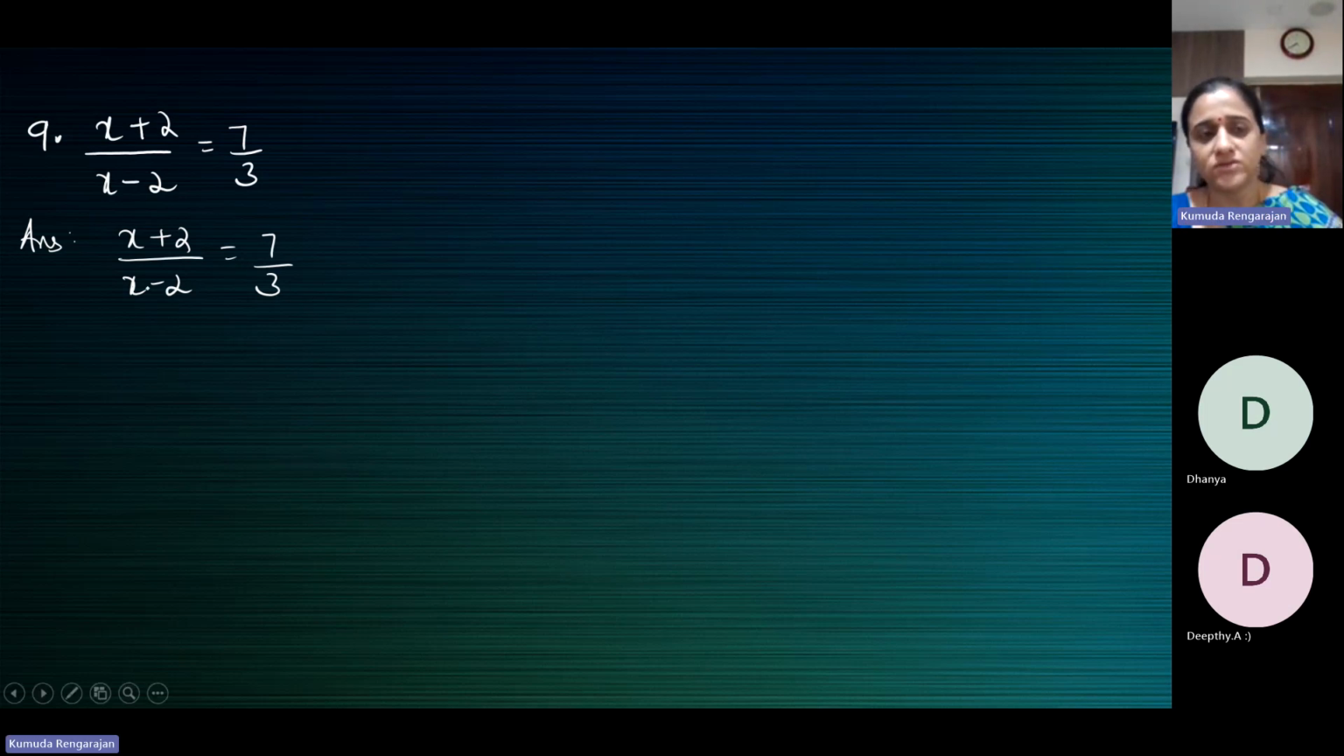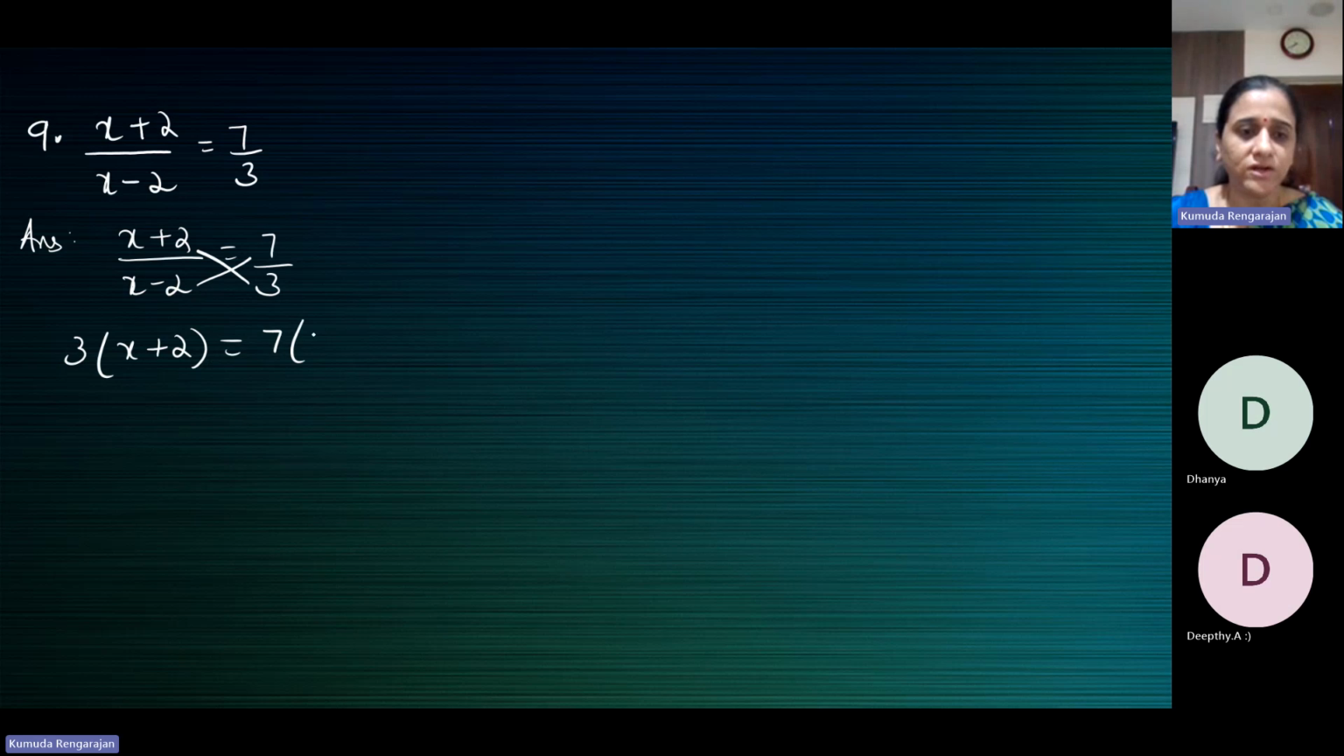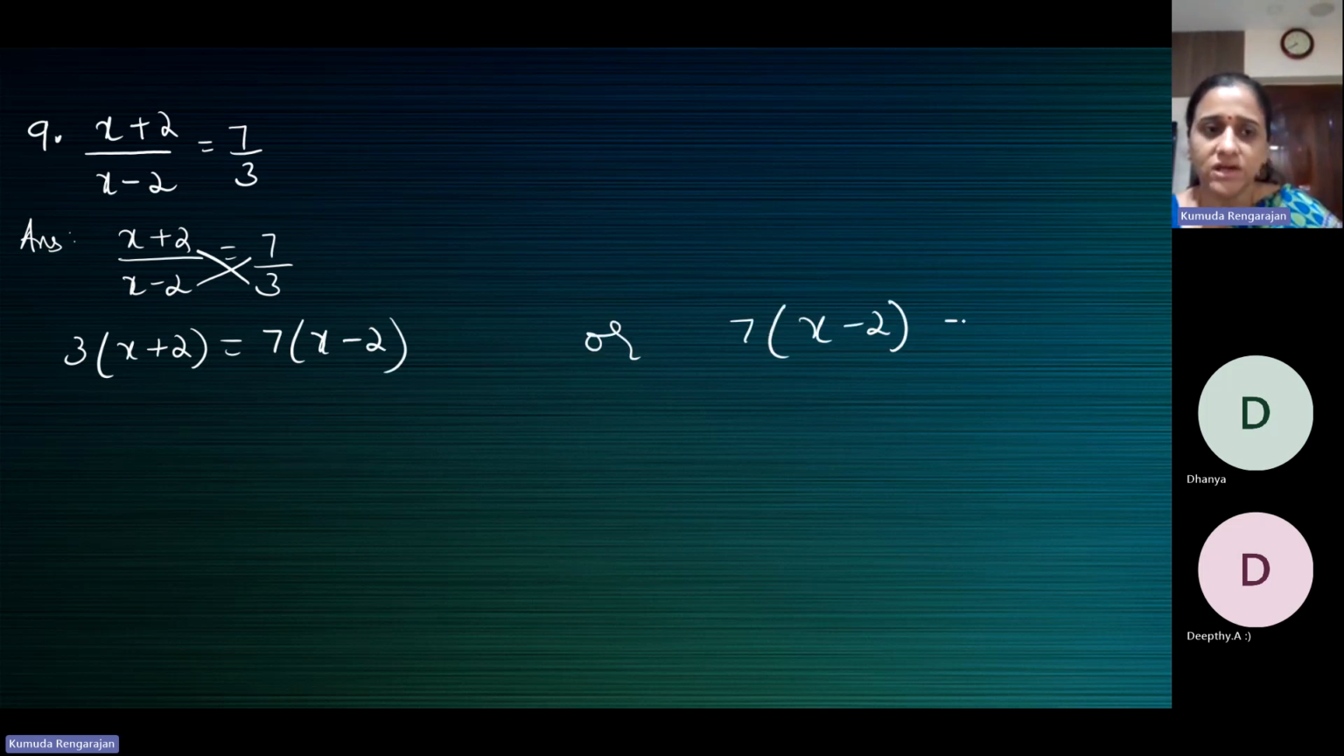So when you look at the LHS, you cannot do any further simplification. On the RHS, nothing can be done with 7 by 3, which means you can cross multiply here. You can write anything first. You can write 3 into x plus 2 is equal to 7 into x minus 2, or you can also write 7 into x minus 2 first is equal to 3 into x plus 2. Anything can be written first.